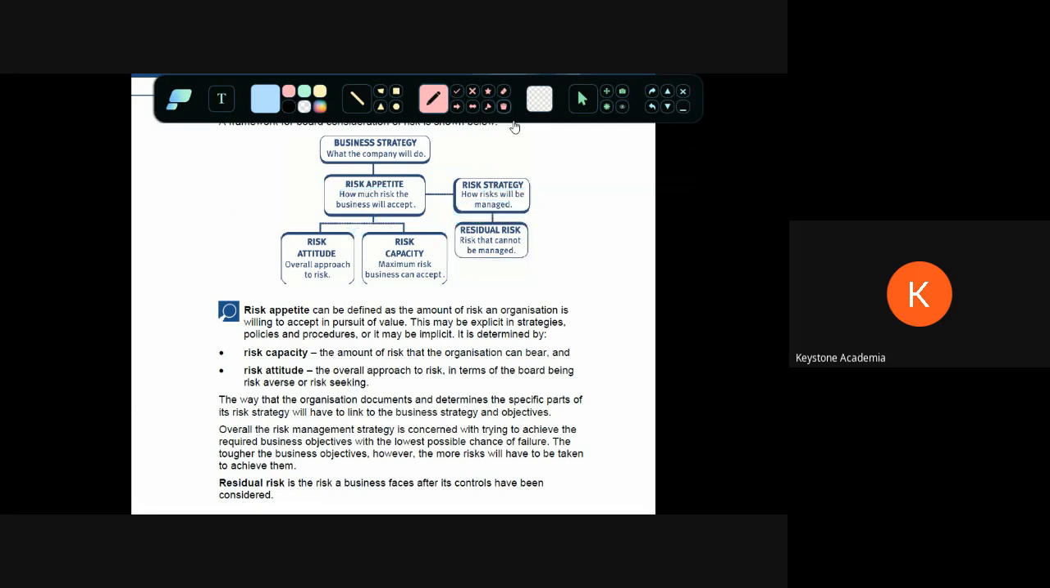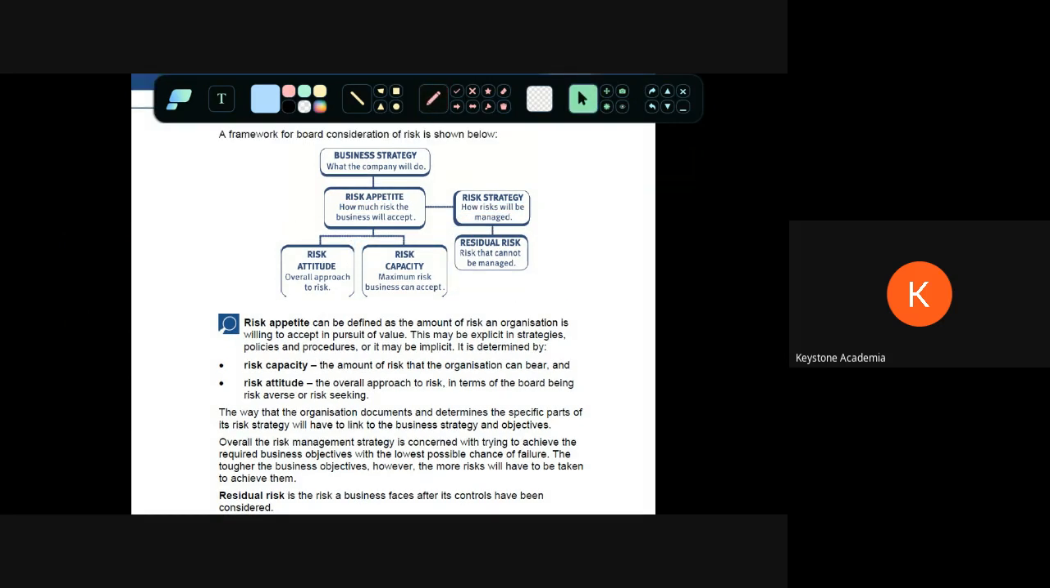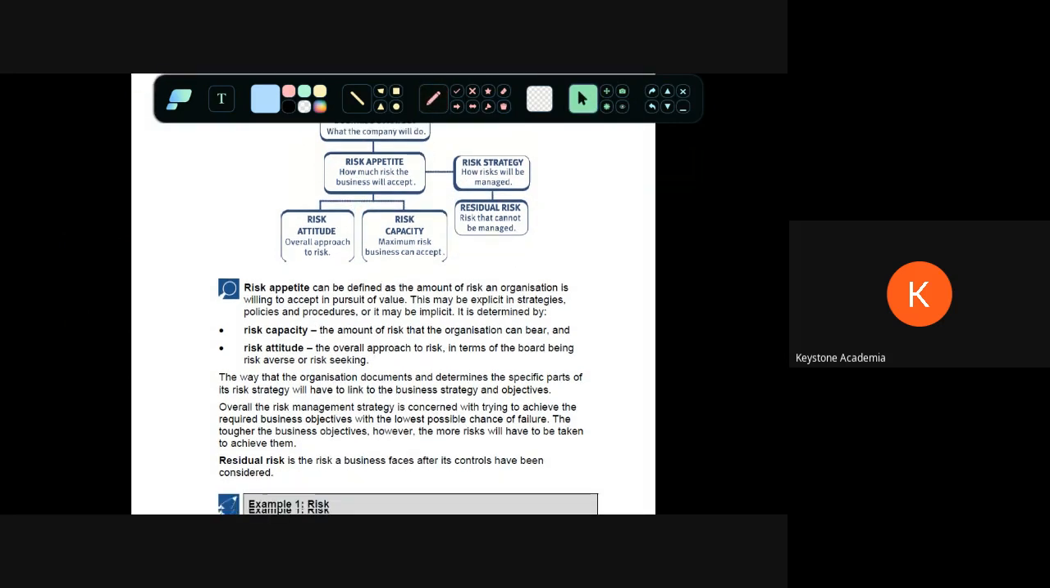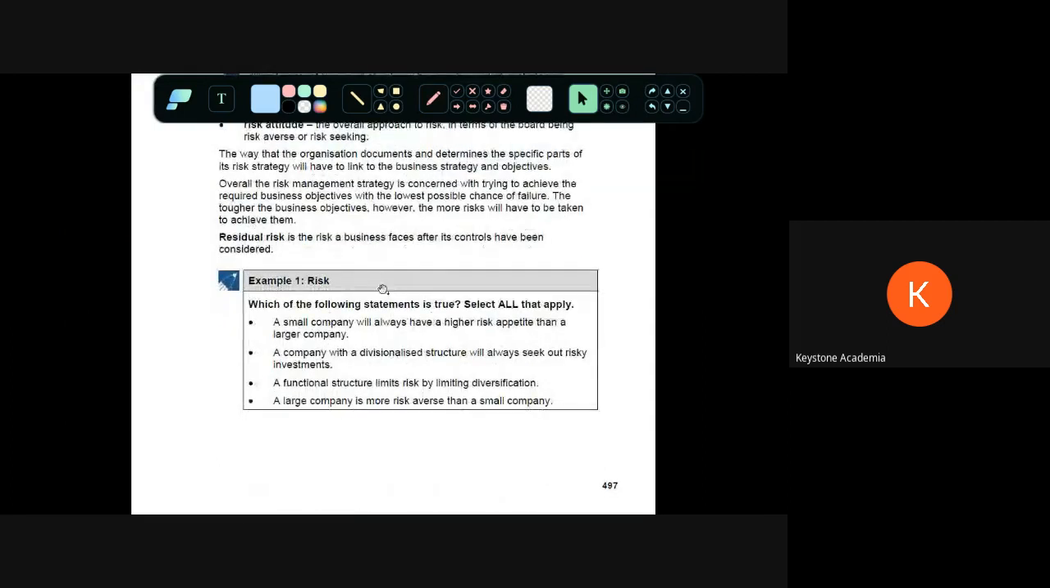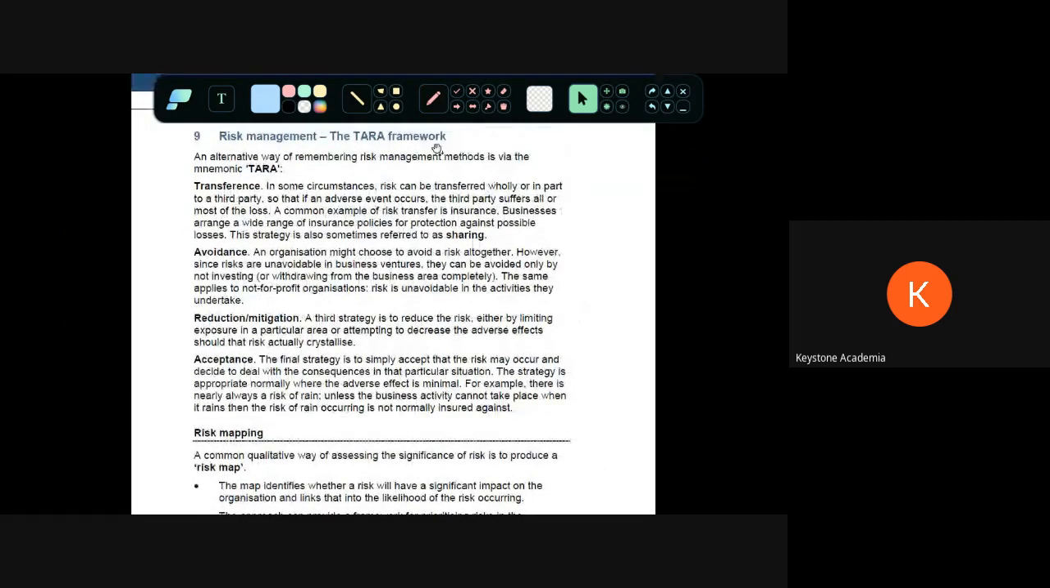Okay, so that is your theory. This is important, like in perspective of the basic foundational level. And yeah, this is very important. Tara framework. It's a management method or technique that uses Tara as its short form.